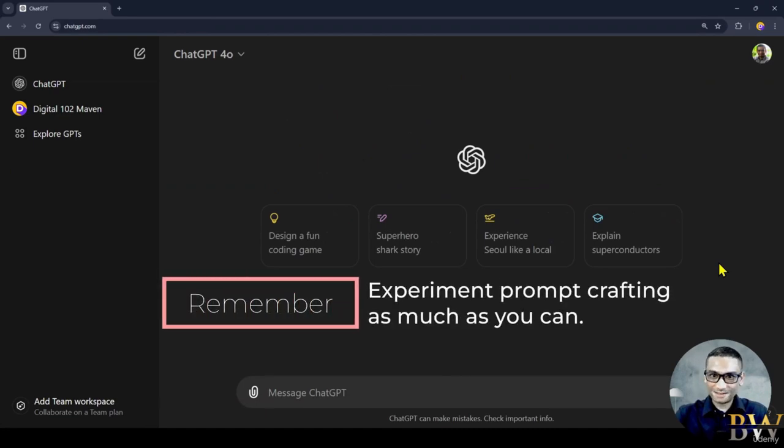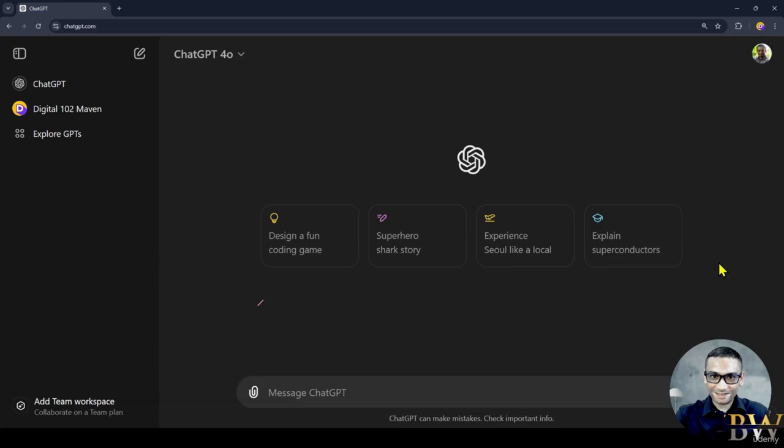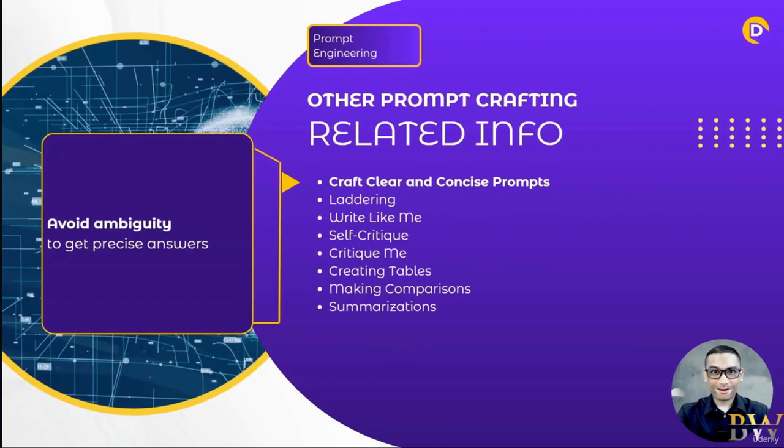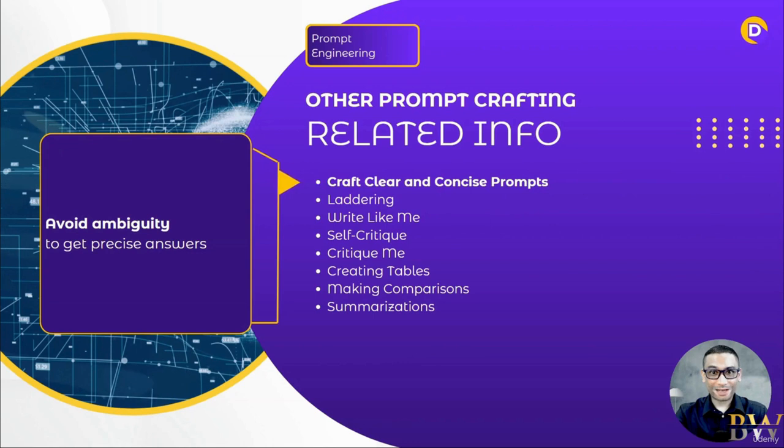Before we conclude this lesson, let me explain a few techniques you should keep in mind that will aid you in getting the most out of ChatGPT. Always use clear language and specific instructions. By avoiding ambiguity, you'll get ChatGPT to respond more precisely.